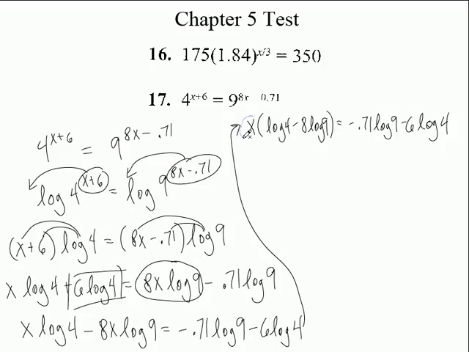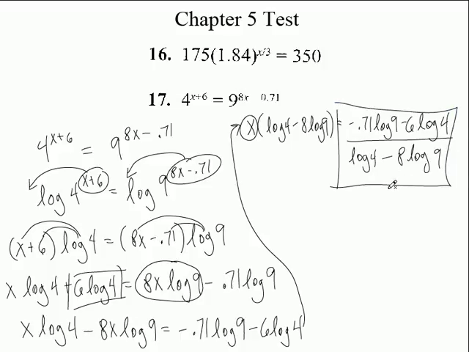Now what I'm trying to do is get x by itself. Well, what is this parentheses doing to the x? It's multiplying. So how do we get rid of something that's being multiplied? We divide. I'll just write that out right here. So we get log 4 divided by log 4 minus 8 log 9. Now this, we're not going to write as our final answer. We need to simplify it, and we simplify it by putting it in a calculator.